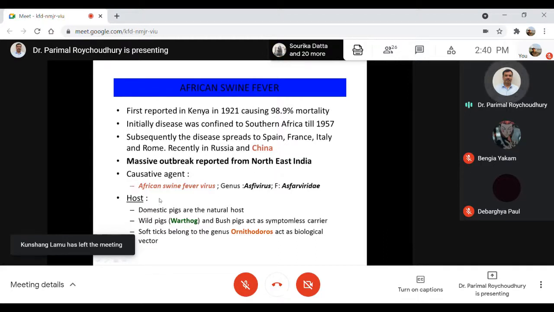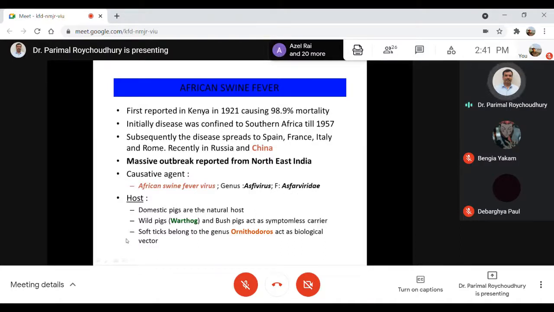Okay, so there is only one organism, the African swine fever virus. However, there are a lot of differences among the individual isolates, and they have some antigenic dissimilarities. On the basis of virulence, some strains are more virulent and some are less virulent to the animal species. As such, no other serotypes are described, but there are differences among the isolates circulating in different continents. Asfivirus is the genus, and Asfarviridae is the family.